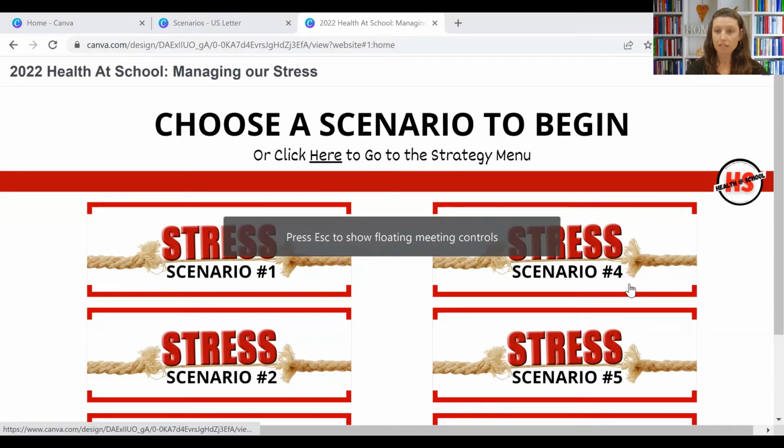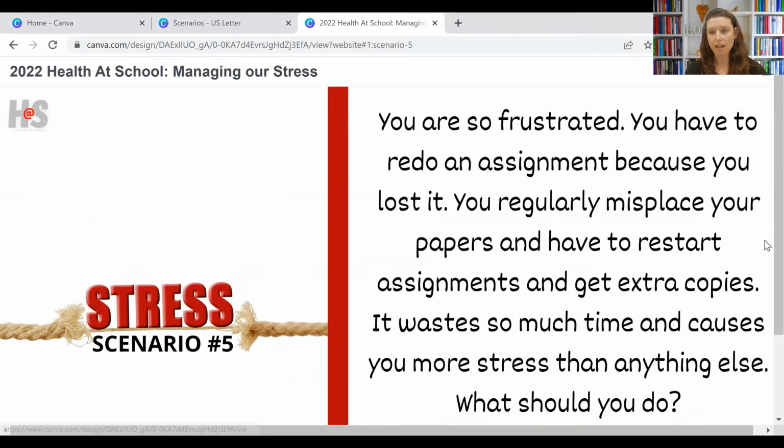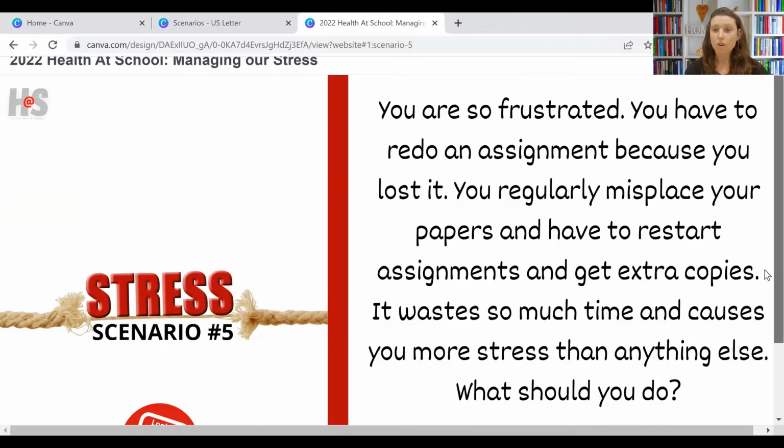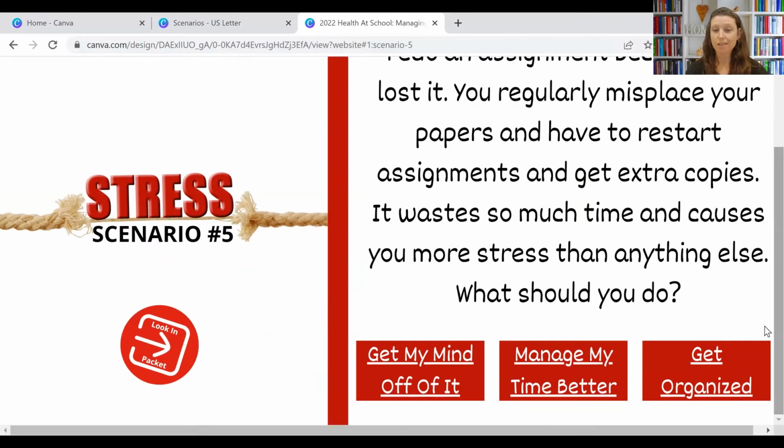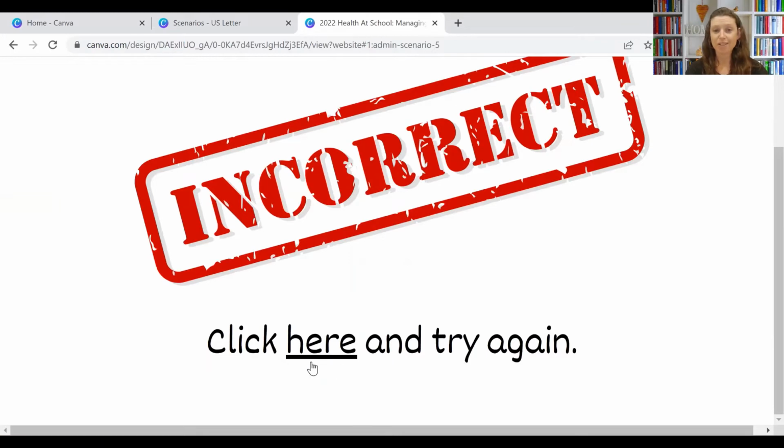So in the online matrix, students are able to explore 6 different scenarios. For example, if they click into scenario 5, they're going to see a scenario in which someone is really stressed because they've misplaced their schoolwork. So although students often in their actual lives might choose to get their mind off of it, in this activity, they're going to learn more effective strategies.